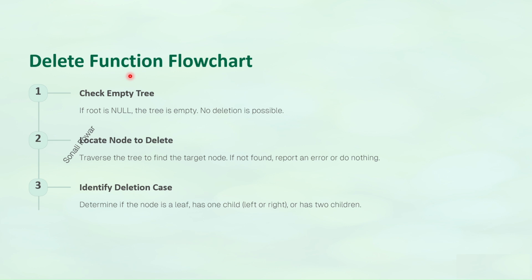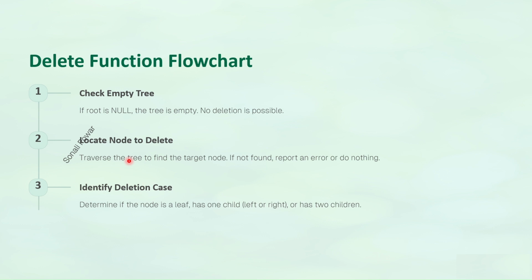Next we will see the delete function of the binary search tree. Now let's look at the flowchart for the delete function in the binary search tree. This flowchart shows the main steps involved when we delete an element from the tree. First step is to check whether the tree is empty or not. If root is null, it means there is no element in the tree, so no deletion is possible. If the tree is not empty, it means there are some elements in your tree, so we have to move towards step number 2.